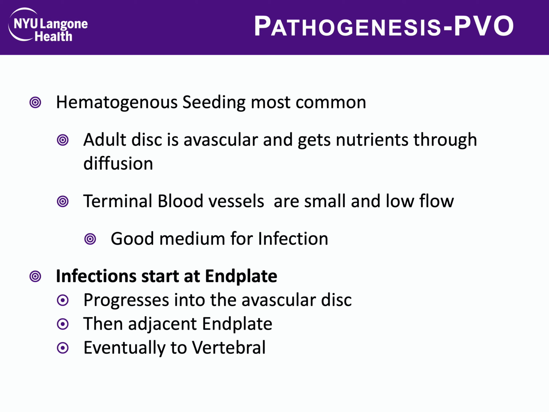So the adult disc is avascular and it gets its nutrients through diffusion. The terminal blood vessels are small and low flow, and they're stopping at the cartilaginous end plate. So this is a great medium for infection. So these infections actually start at the bone, and that's why the term is PVO. Even though when we speak to each other, we use the term discitis and osteomyelitis, the actual infection starts in the bone, and it progresses into the avascular disc and then the adjacent end plate and vertebral body.